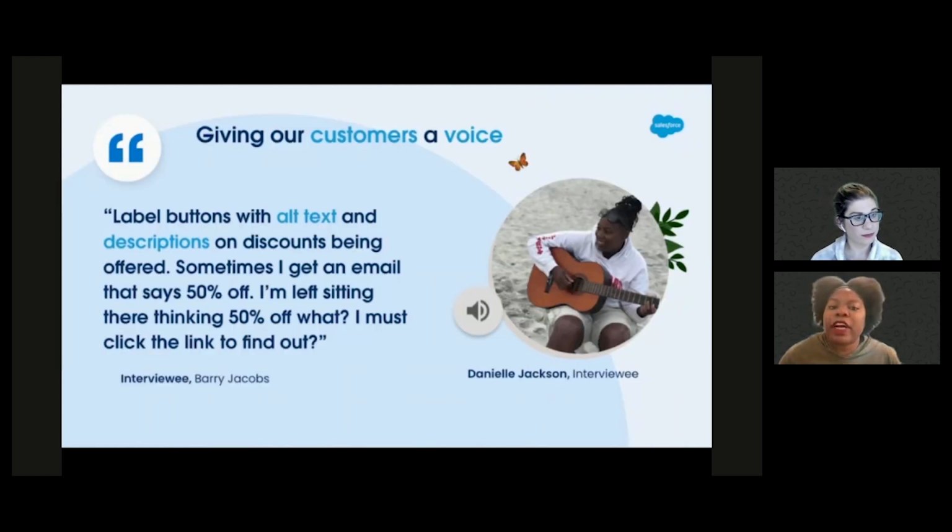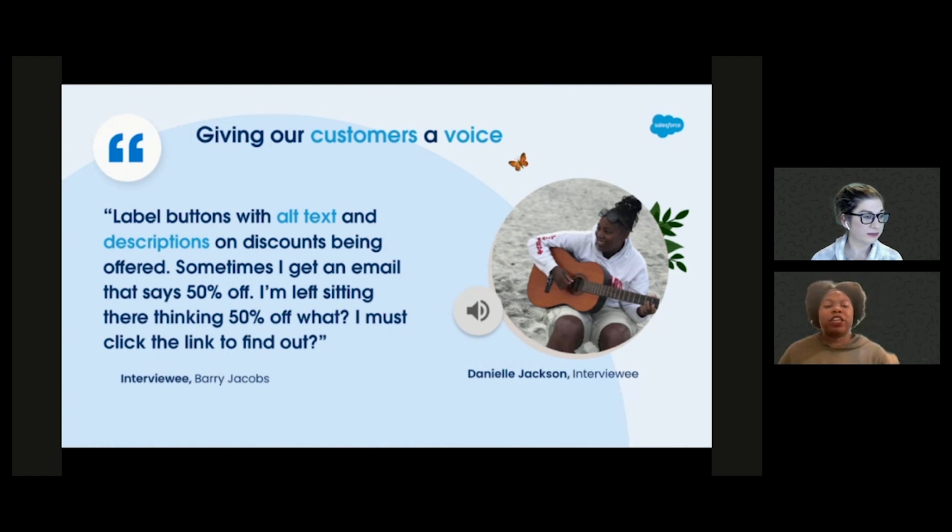So let's give our customers a voice and let them talk to you. One of the visually impaired interviewees was named Barry Jacobs, and he said, "If I could give you some advice, this is what I would tell you. Label buttons with alt text and descriptions on discounts being offered. Sometimes I get emails that say 50% off, and I'm left sitting there thinking, 50% off of what? I have to click on a link to find out? That's misleading to someone who's visually impaired." I know for us, our marketing teams are saying, "Oh my gosh, this is really creative." But for him, he's like, "Oh my God, it's another button I've got to click."